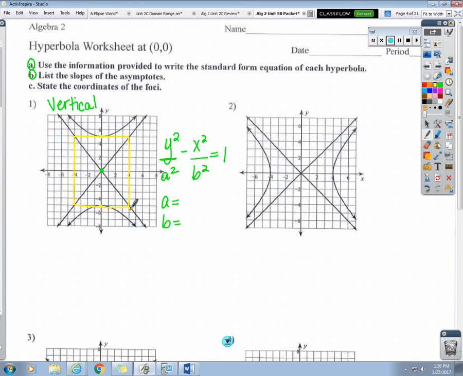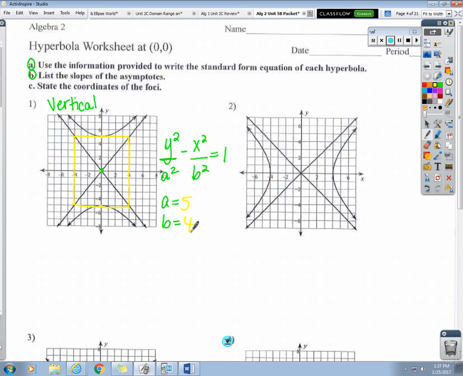Okay, so we need to find the A value first. What is an A under Y? 2. So that means this time our A value is the vertical amount. So from here up is how many units? 5. And then B is under X. So this time B is your horizontal amount. So from here over is how many units? 4. So now that we know A and B, we can plug them in.